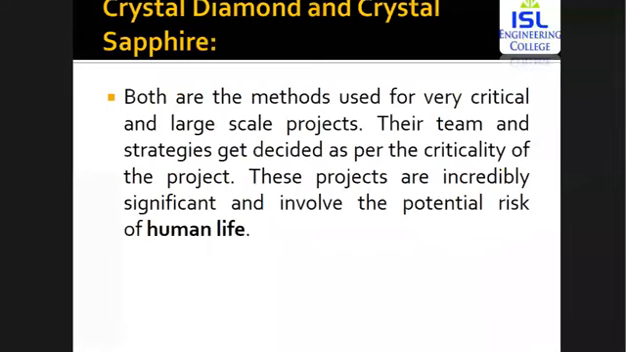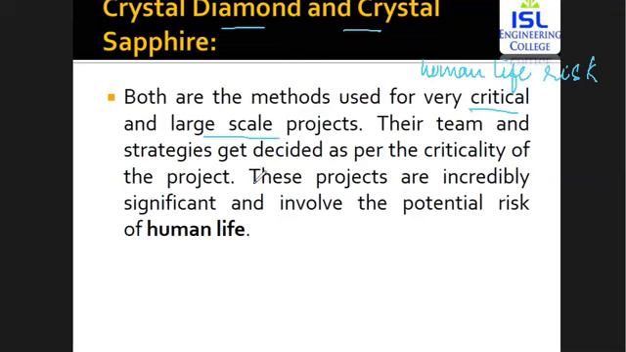The next ones are Crystal Diamond and Crystal Sapphire. These are the methods that are used for very critical and large scale projects. Very critical means that this particular software development involves human life risk. Say you're developing software for a hospital. If that software is going to crash or not work properly, it might result in risking a human's life. So you're going to go for the Diamond or Crystal Sapphire method.